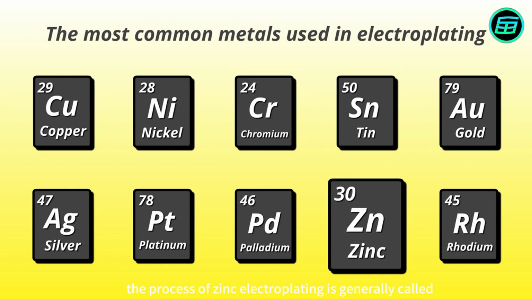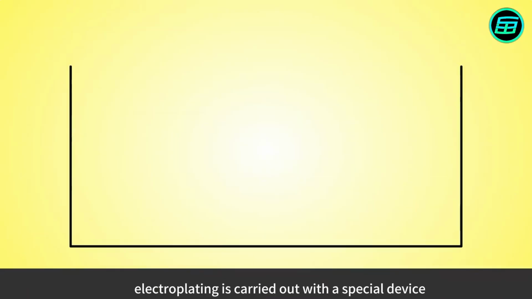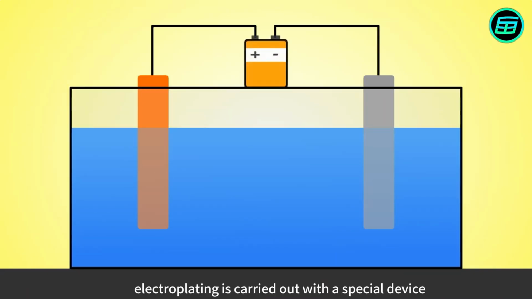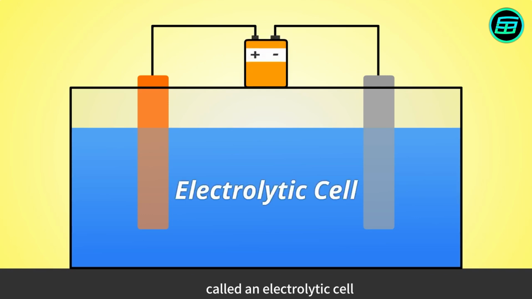The process of zinc electroplating is generally called galvanization. Zinc is plated onto steel or iron to prevent rusting. The zinc layer sacrifices itself and rusts over time, so the plated metal is protected, and this process is called sacrifice plating. Electroplating is carried out with a special device called an electrolytic cell.